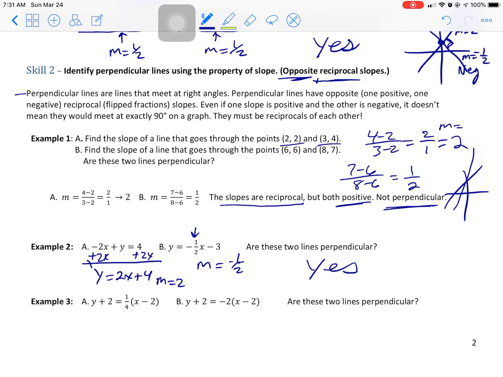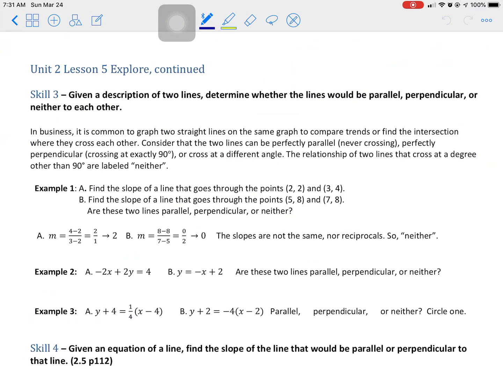Are these lines perpendicular? Let's see, this is point-slope form, so this is m equals 1/4, and this is m equals -2. They're not. They're opposite signs, but they're not reciprocals of each other, so that would be no. Okay? One's positive, one's negative, that is true, but they're not reciprocals of each other.